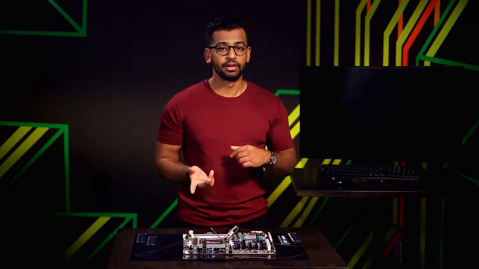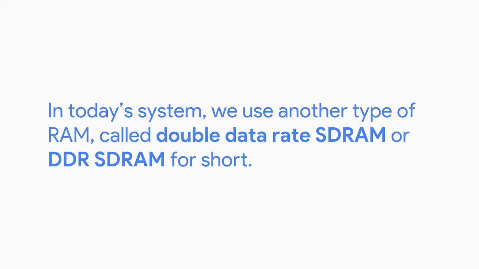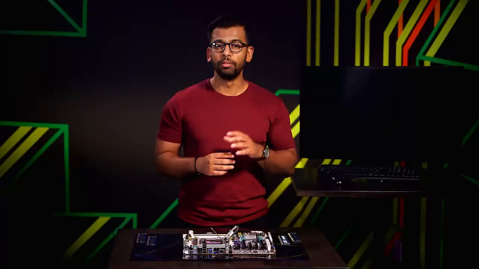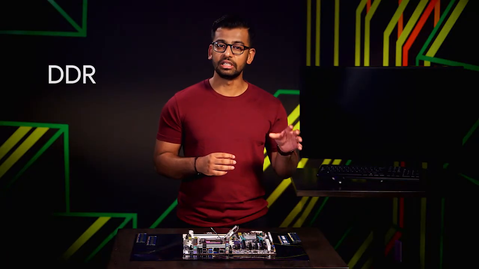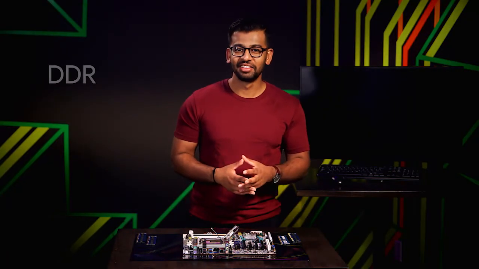After DRAM was created, RAM manufacturers built something called SDRAM, which stands for Synchronous DRAM. This type of RAM is synchronized to our system's clock speed, allowing quicker processing of data. In today's systems, we use another type of RAM called Double Data Rate SDRAM, or DDR SDRAM for short. Most people refer to this RAM as DDR, even shorter. There are lots of iterations of DDR, from DDR1, DDR2, DDR3, and now DDR4.